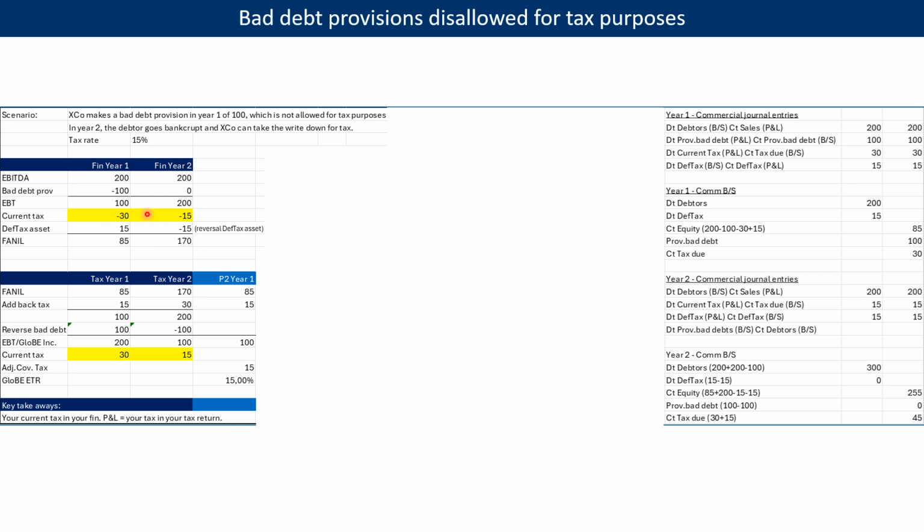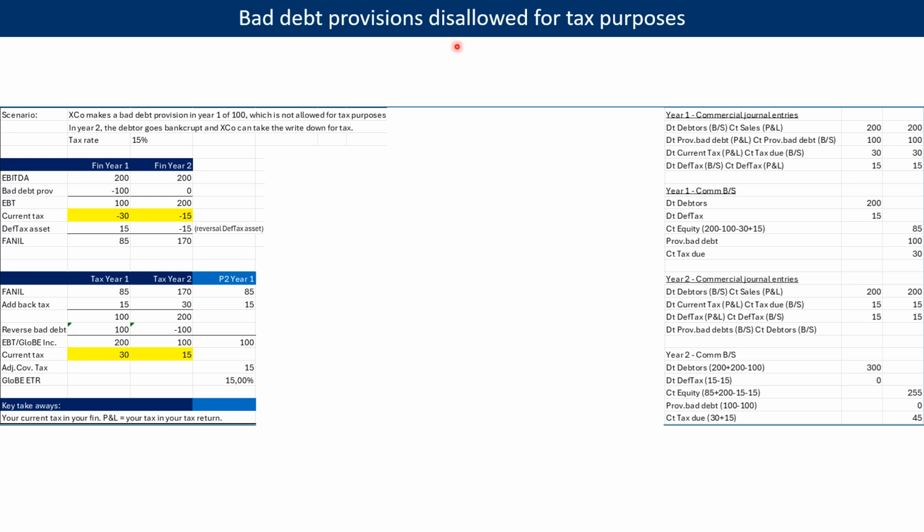Over our total debtors, or our total income of 300, that leaves us now with an equity of 255, being an opening equity of 85 plus 200 sales minus 15 for current taxes and minus 15 for the loss of a deferred tax asset, or the reversal of a deferred tax asset.